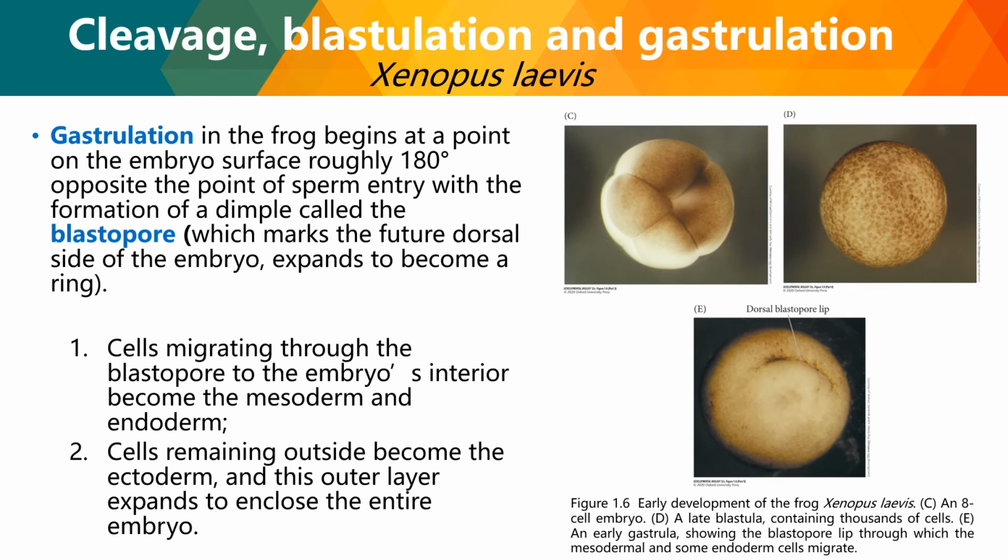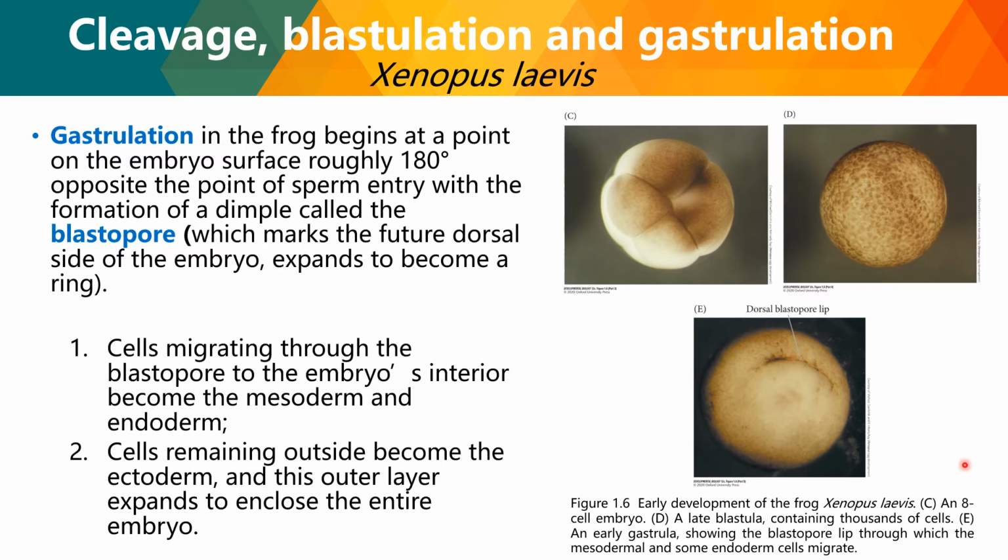So next, you have gastrula. So the gastrulation in the frog begins at a point on the embryo surface roughly 180 degrees opposite to the point of sperm entry, with the formation of a dimple called the blastopore. So this actually marks the future dorsal side of the embryo and expands to become a ring. Okay? So if the sperm enters here sa kabilang pole, okay, the gastrulation would definitely show on the opposite side.